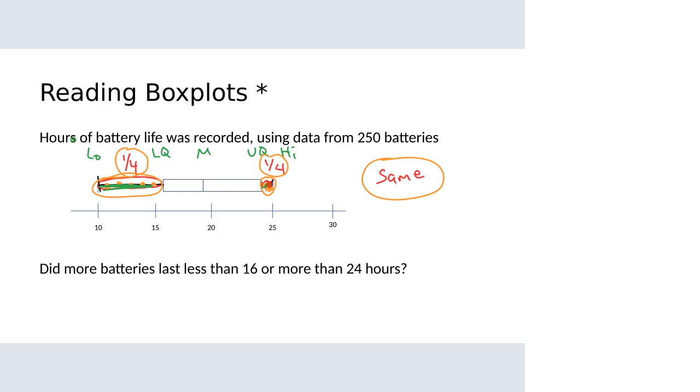What this is about is quartiles cut it into 4 equal parts. Same number of data points. Back here, they're just more spread out. Over here, they're all smashed together. Any questions on that? Are we good on this?